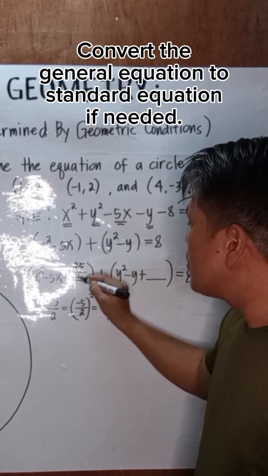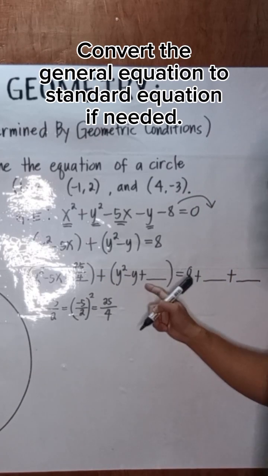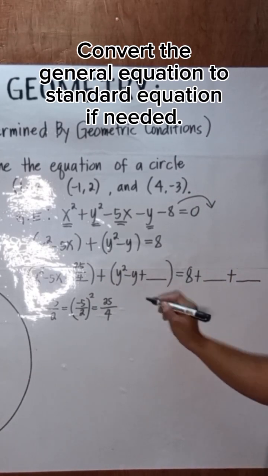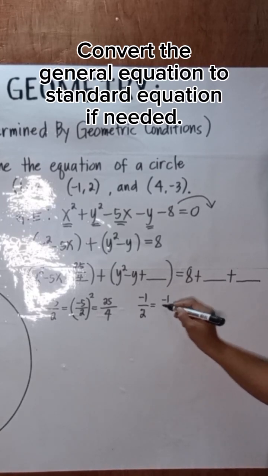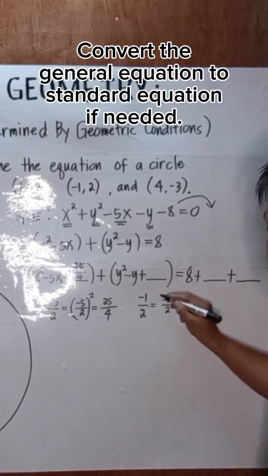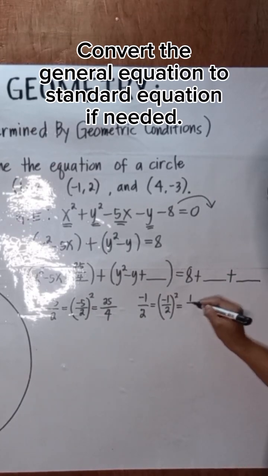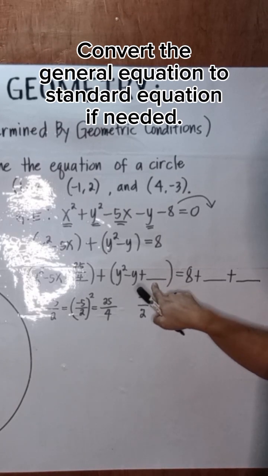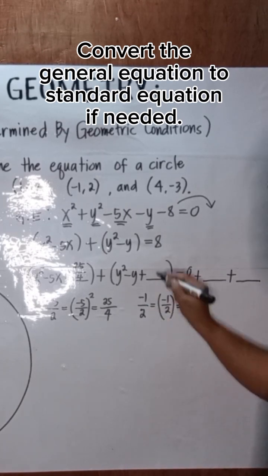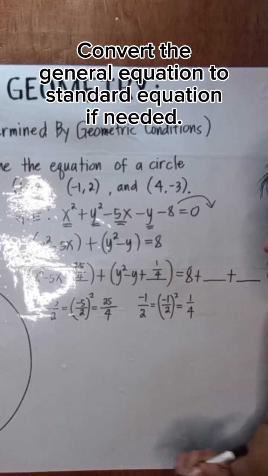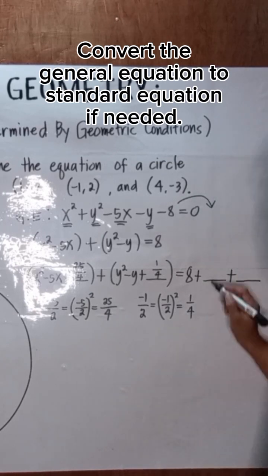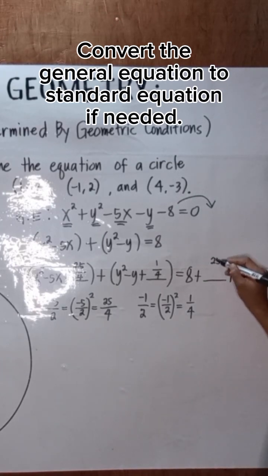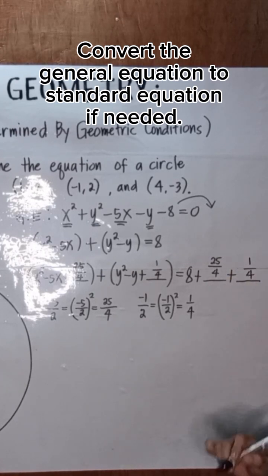So, etong third term dito ay 25 over 4. Ayan. And then, dito naman sa part na to, so we have negative 1 divided by 2 is equal to negative 1 half. Pag in-squared natin, siya ay magiging 1/4. Ibig sabihin, yung third term dito sa y group ay 1 over 4. So, itong dalawang ito ay i-add din natin sa kanang bahagi ng equation. So, 8 plus 25 over 4, then plus 1 over 4.